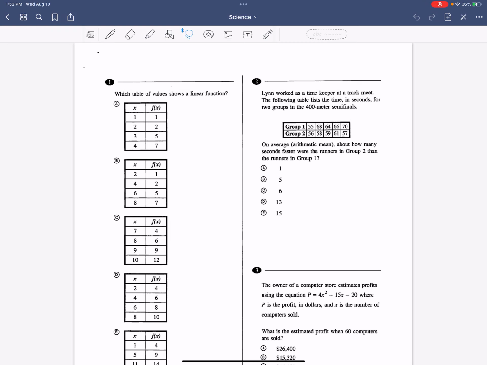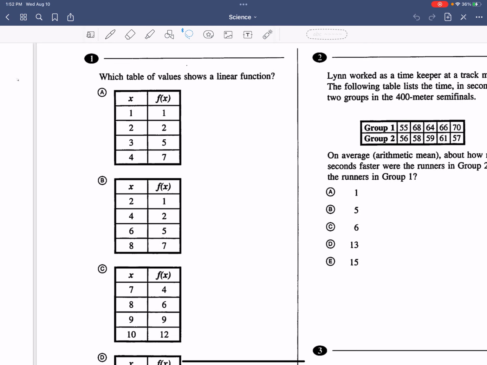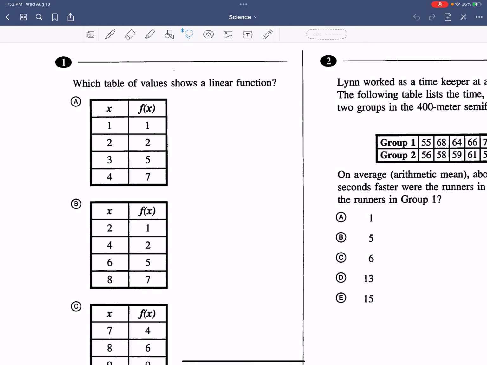On number 1, they want us to determine which table of values shows a linear function. So they're looking for the table that would yield a straight line. And to explain this to students, I would not go into slope, even though slope and rate of change is the basis of this problem. I would have them focus right here.